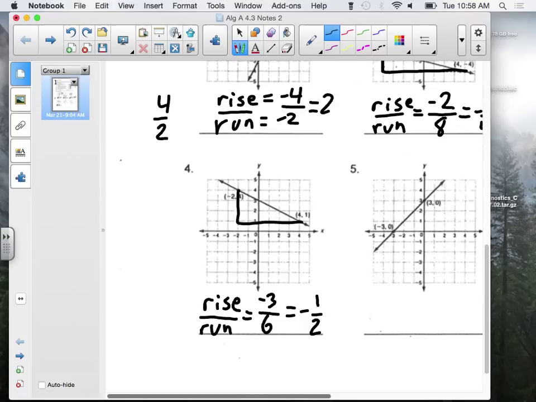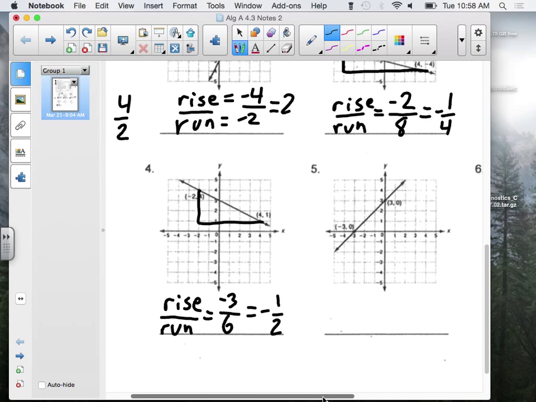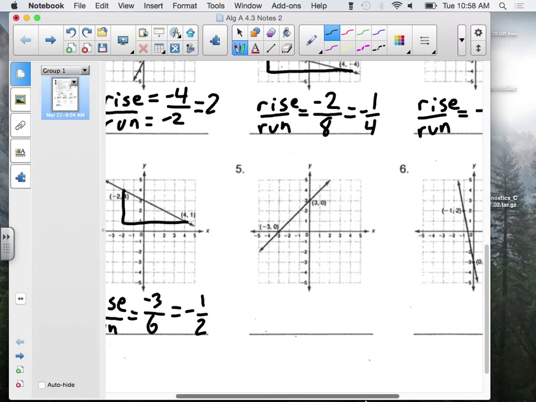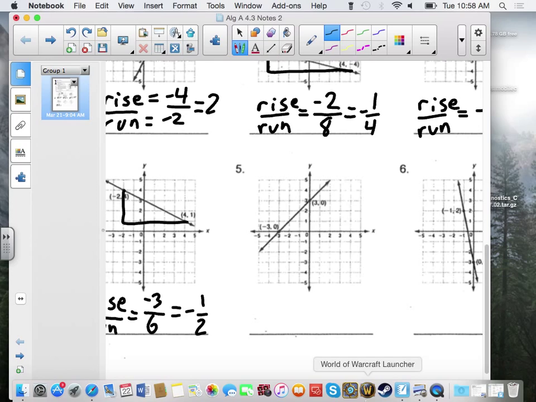So who started from the other point? Did anyone? No. And Julia, did you get the same slope? Good, I hope so. If you didn't, we'd have a problem. So, number 5, you guys can do that one by yourselves too. I'm sure most of you have.